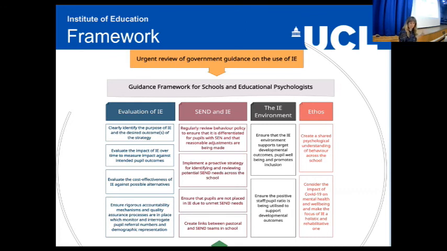And the final thing is about ethos. I think it's really important that we communicate an understanding of behaviour, a psychological understanding of behaviour. It's a form of communication. And I think that can have a lot of power if there's a shared understanding about that across a school. And again, that's where we can get involved.